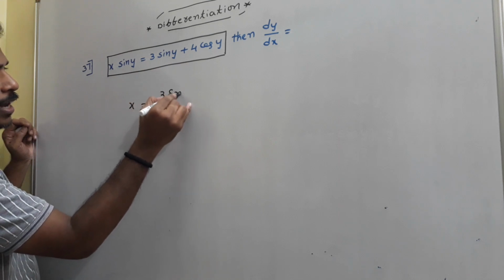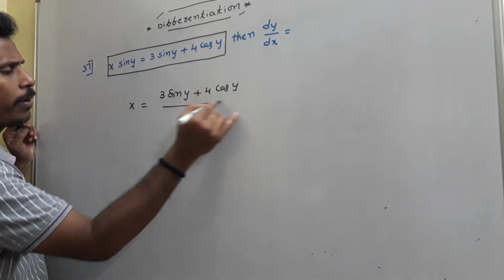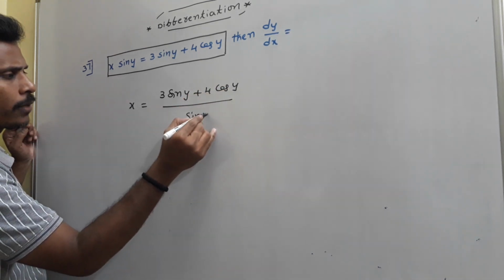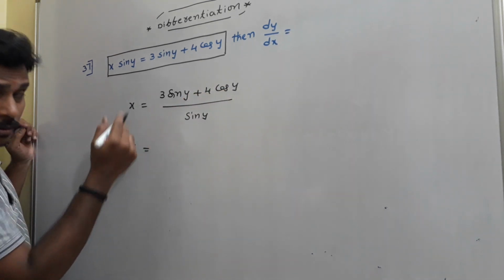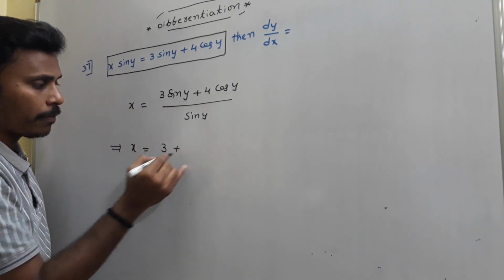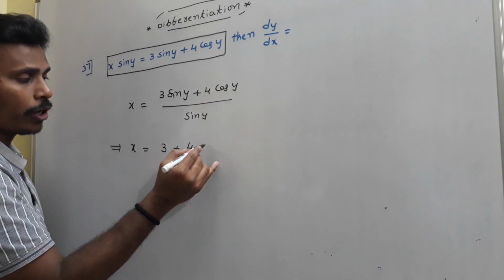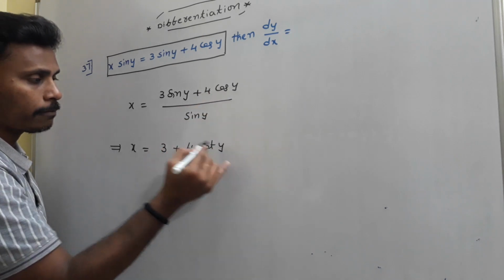Okay, 3 sin y plus 4 cos y divided by sin y, and this implies x is equal to 3 sin y by sin y, which is simply 3, and then 4 cos y by sin y is just 4 into cot y.